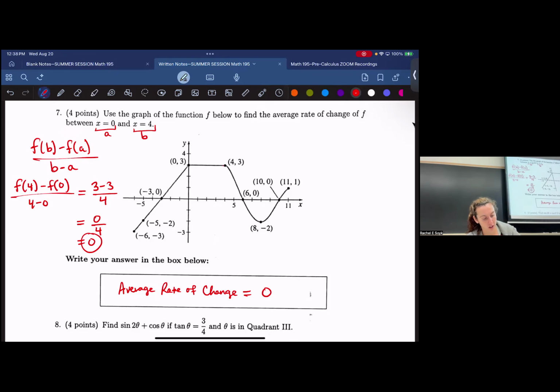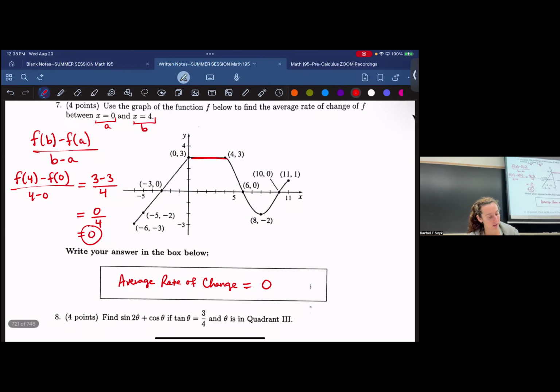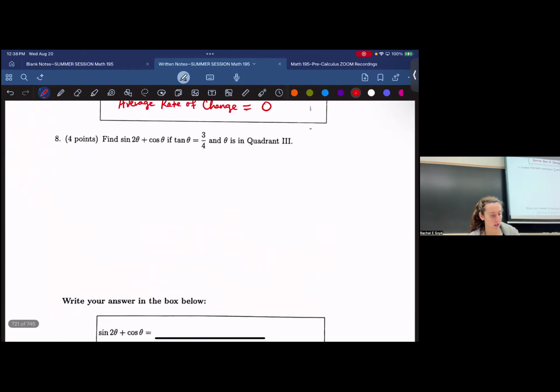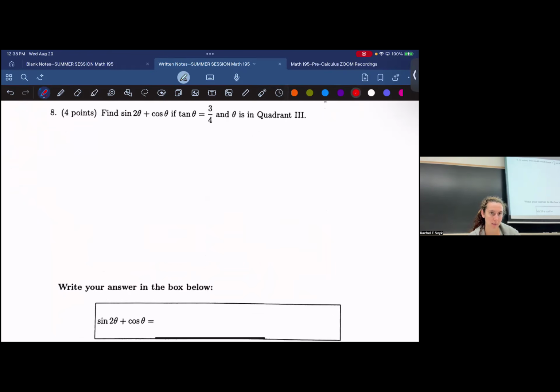Okay. Question 8. Another trigonometric question. Ooh, we're dealing with some double angles here. We have sine of 2 theta, which is the same as 2 sine theta cosine theta. And we are asked to find, I'll highlight it in pink, this whole expression if tan is equal to 3/4 and tan is in our third quadrant.